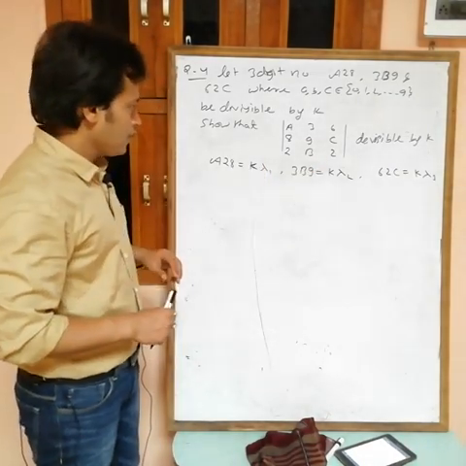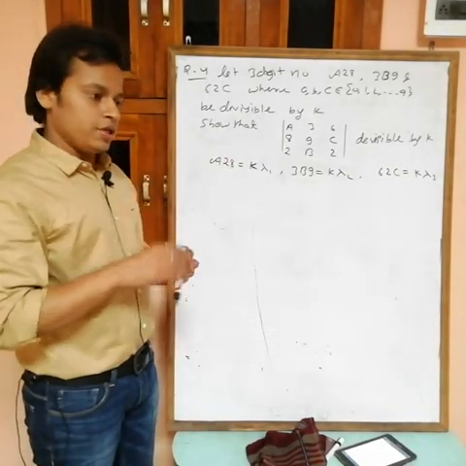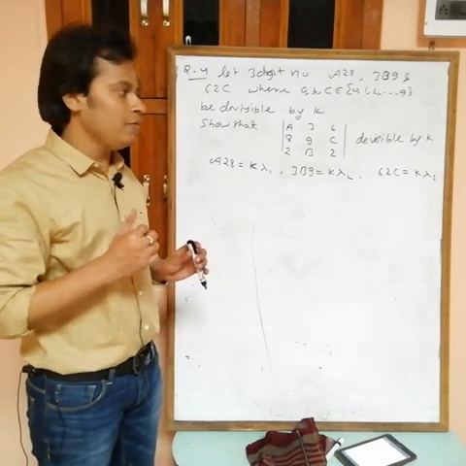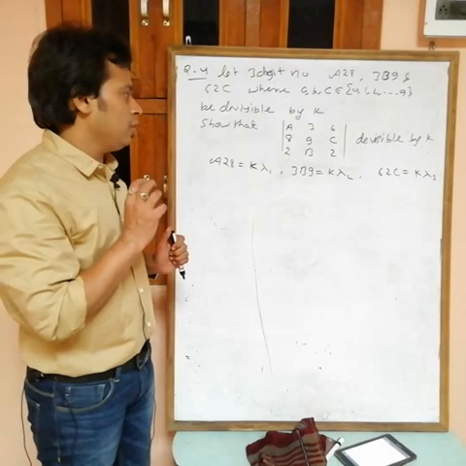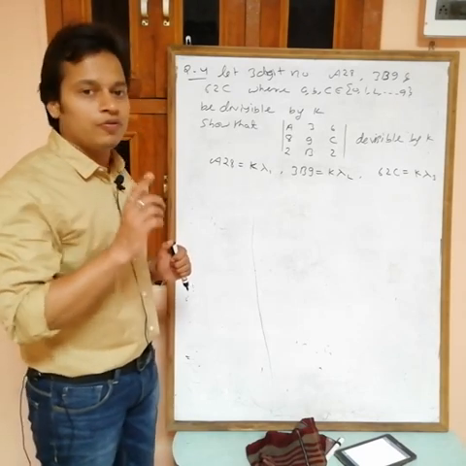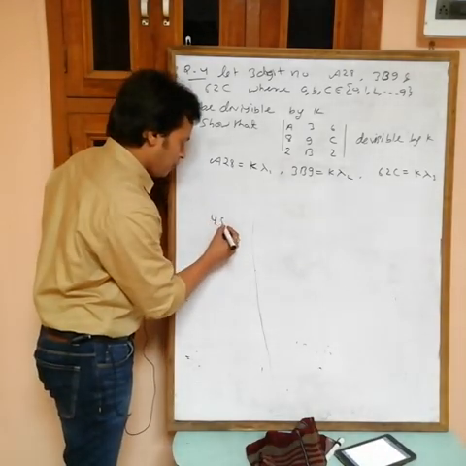Now how to prove that this determinant is divisible by k? You can say that any determinant is divisible by k if you can take k common. So in any one row or any one column, we want k as common. Take any 3-digit number, 4, 5, 6.